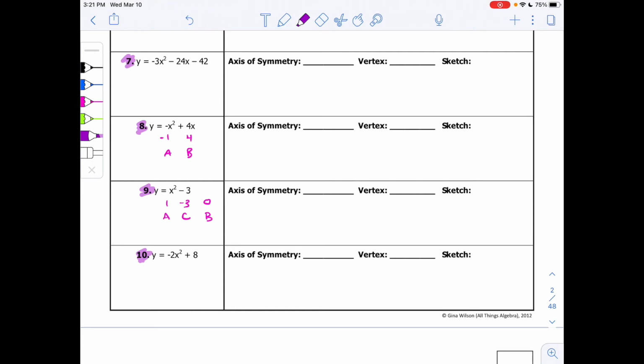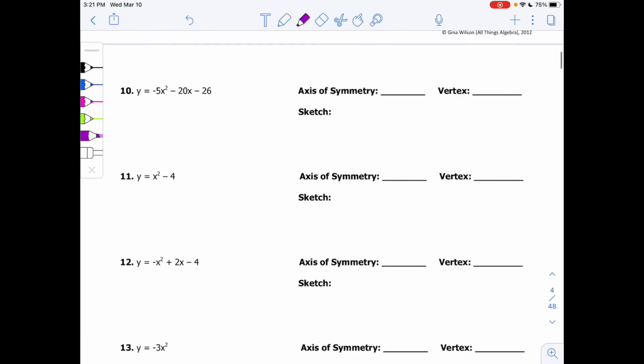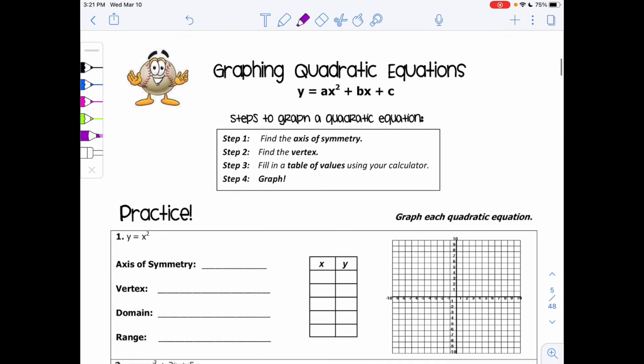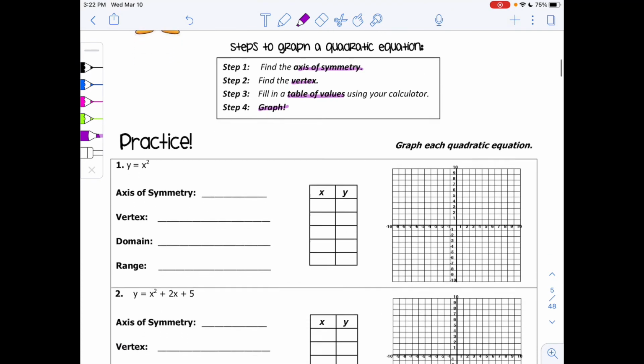Now let's look at more formal ways that we can graph quadratic equations on a coordinate plane. So the steps you want to use when graphing it is first to identify the axis of symmetry, just like we did in the previous problems with the sketches. Then find the vertex. Then once you have those, you have a pretty good idea of what that graph looks like. But to get a more exact look, we want to make a table of values. And finally, graph those values. So let's put some of these on a coordinate plane.